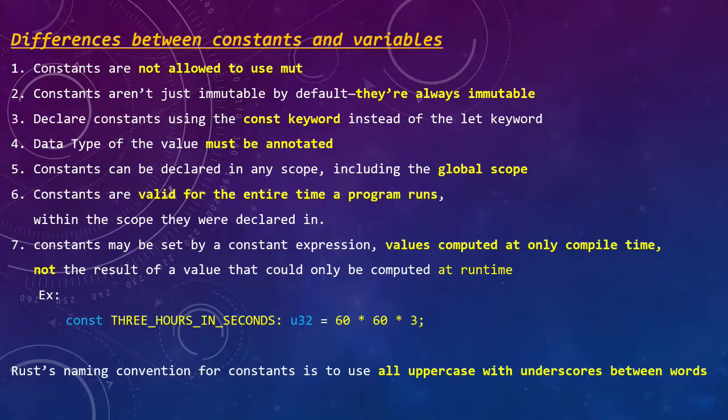Here I show the difference between constant and variables. Constants are not allowed to use mut. They are always immutable. And constant values are computed at compile time. And some more. Kindly note it.